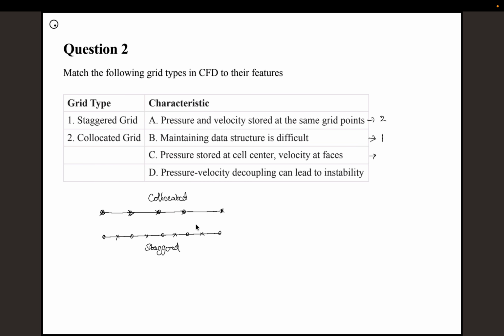Pressure stored at cell center and velocity at faces is staggered. Pressure velocity decoupling can lead to instability. Whenever we say decoupling, this is what we started out with initially. Decoupling essentially means the odd and even vertices, the checkerboarding thing that we started out with. That decoupling happens when I'm storing both at the same points. This is qualitative.